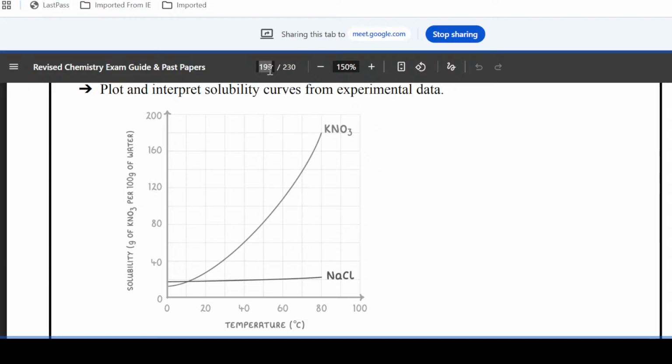So the solubility at 65 was 120, and the solubility at 35 was 50, in grams per 100 grams of water.